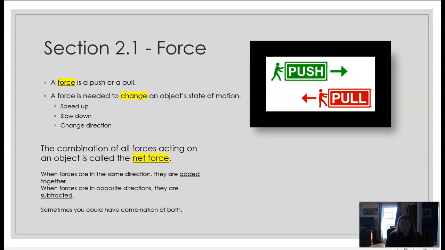Sometimes you could have a combination of both. You could have two people trying to push a car up the hill and gravity's trying to pull the car down the hill. So the people and the earth are working in opposite directions.